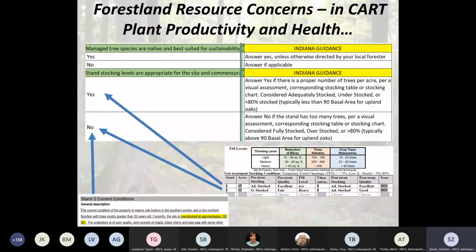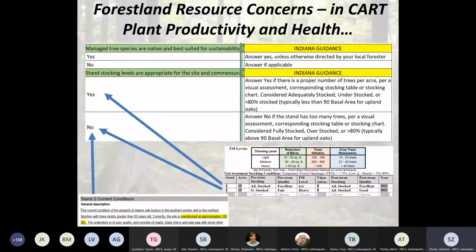Again, remember, CART is a national tool. These questions on the national side are national. We've done our best here in Indiana to try to bring them home here and help you get through this without having to think as much, allowing you to spend more of your time thinking about what's important rather than wasting your time trying to sort out the unimportant stuff.